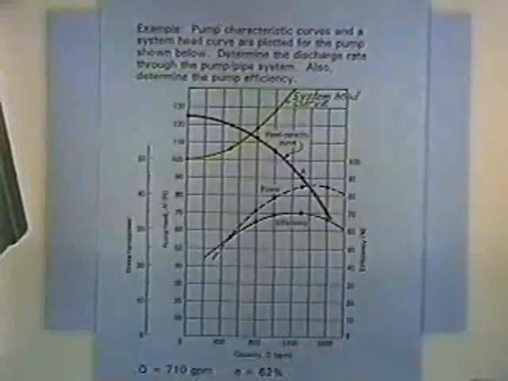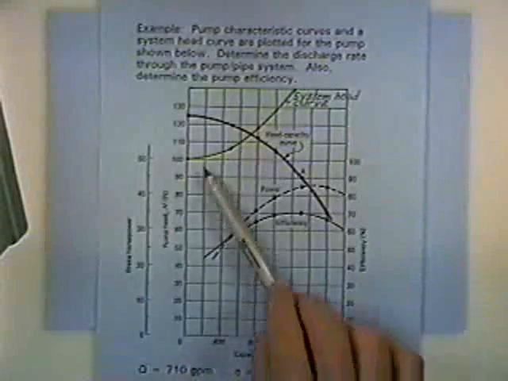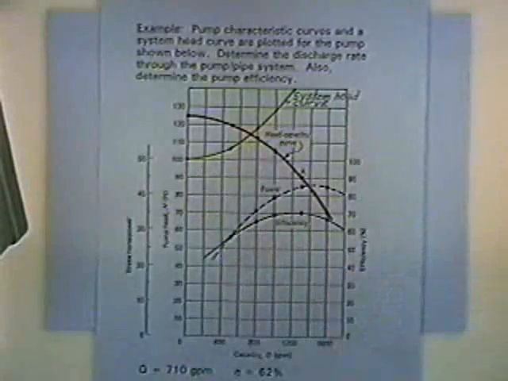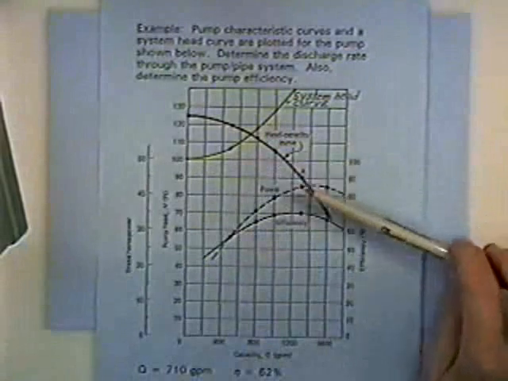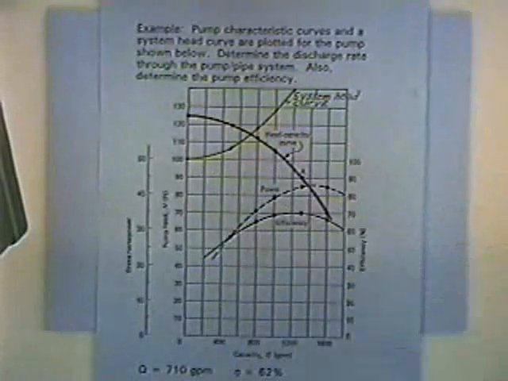Okay, in this example, it's going to be somewhat repetitious of the previous example, but it bears repeating the basic concept. The basic concept is the combining of the system head curve with the head capacity curve. Everything we're given, except this yellow line, is provided in the basic curves provided by the manufacturer. You have to be given a head capacity curve for the pump and an efficiency curve for the pump from basic hydraulic laboratory data developed by the manufacturer.